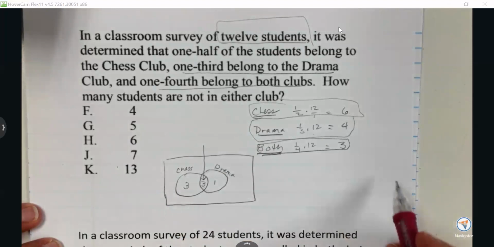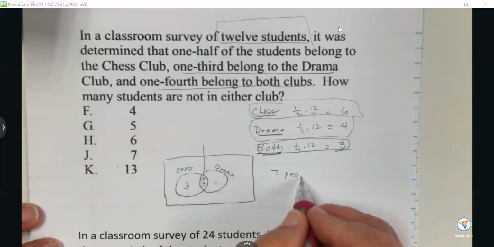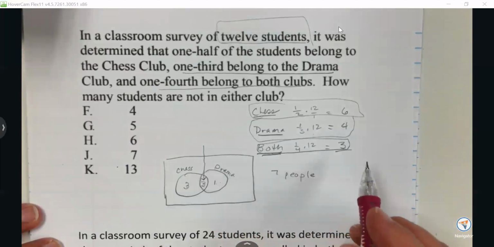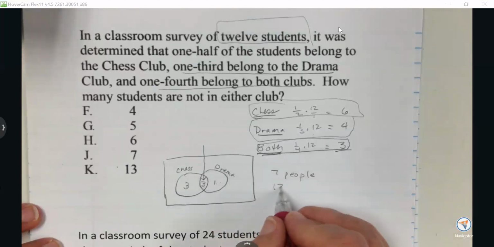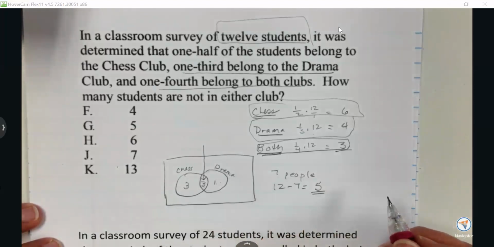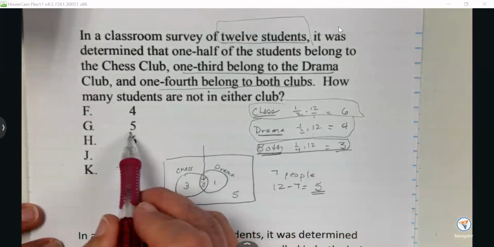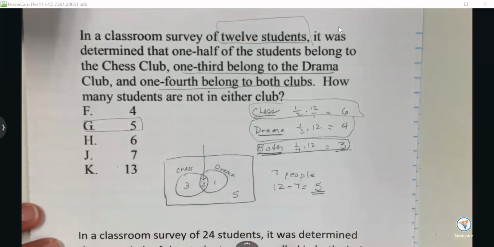So now I don't have 13 people, like I said, because I overlapped these. It looks like I've accounted for 7 people in chess or drama or both. But there were 12 people in the survey. That means 12 minus 7 gives us how many people are not in the chess club or the drama club. That still goes in our Venn diagram, but it goes out here. It's not in either circle, but it is still part of our survey. So my answer in this case is 5. 5 people belong to neither.